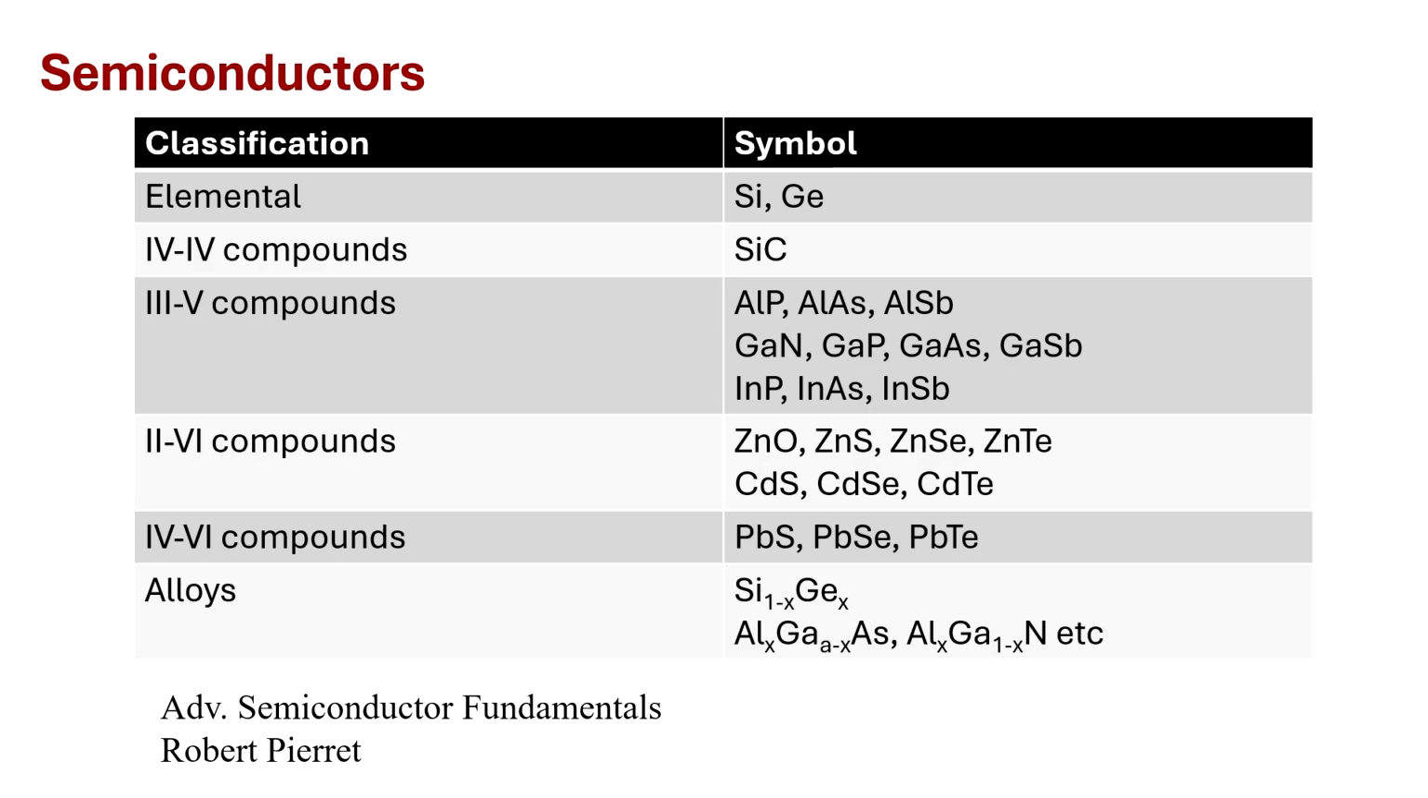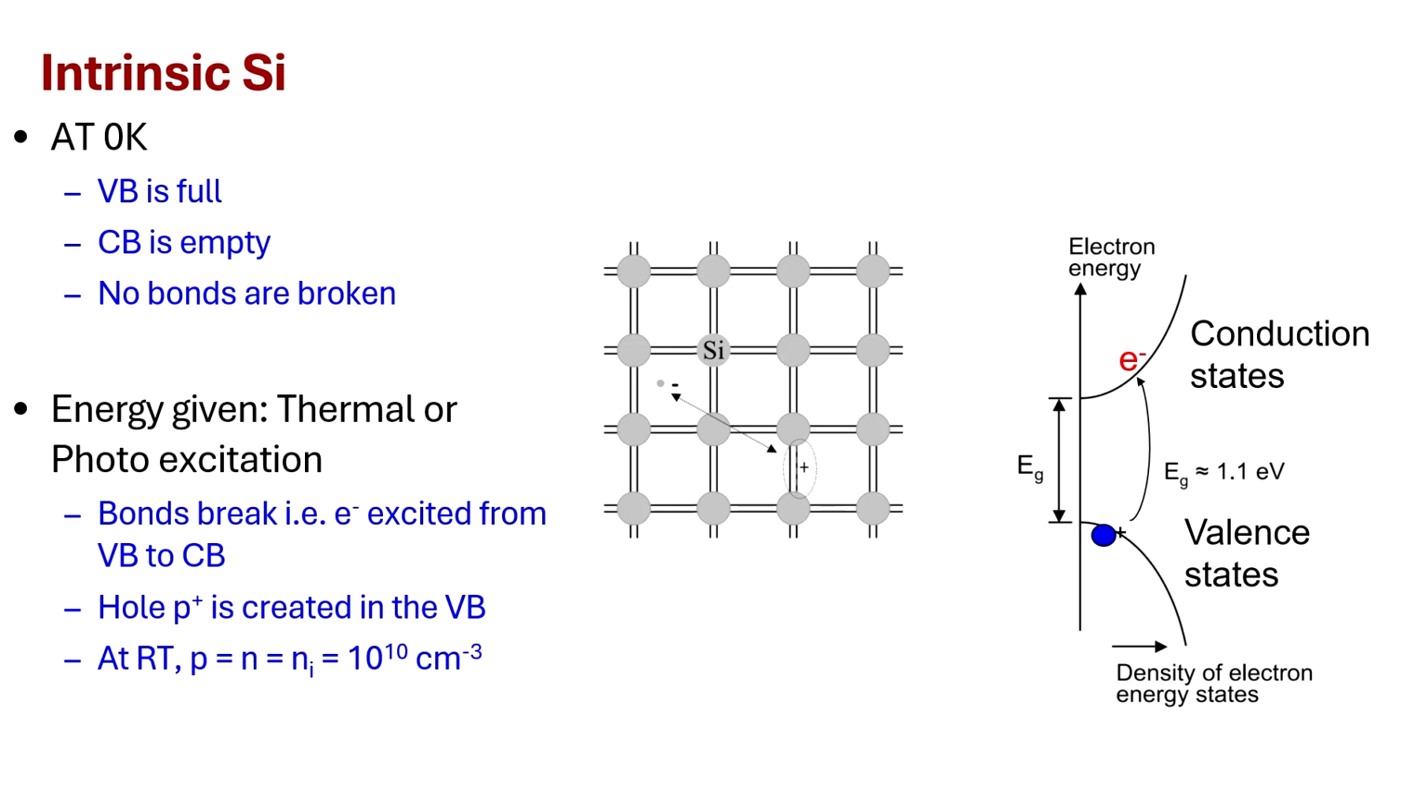by Robert Pierret. So, for intrinsic silicon at 0 Kelvin, we know that the valence band is full, the conduction band is empty, and there are no bonds which are broken.